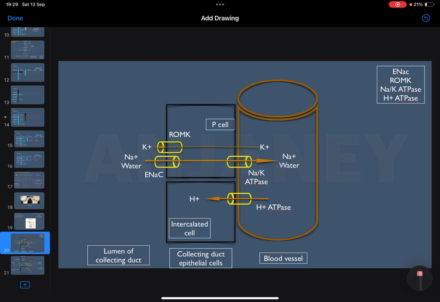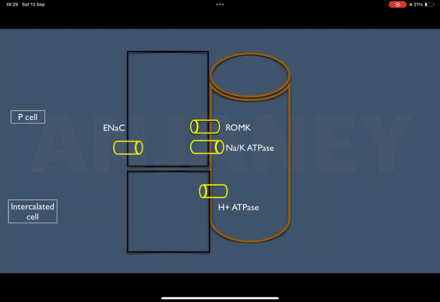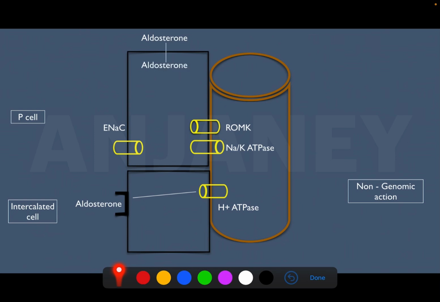Done. So now how is all this happening? How are these pumps functioning? Sodium is going in, water is going in, potassium is going out, hydrogen is going out. We have a hormone for that, and that is aldosterone. Aldosterone will stimulate the receptors present on the cell membrane. This will stimulate H plus ATPase to release hydrogen in the lumen. So this was non-genomic action. Now we have a genomic action where aldosterone enters the cells and makes a hormone receptor complex, and this will stimulate these receptors to do their job.